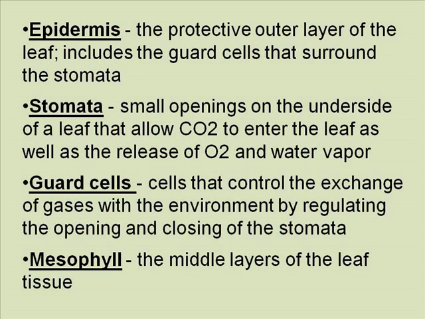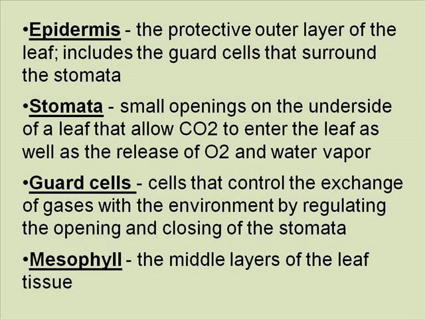And on the bottom of the leaf, it's going to have little openings called stomata and the little guard cells that surround it. So with these stomata, they are openings on the underside, and they allow CO2, which is carbon dioxide, to go into the leaf, because that's one of the ingredients that is needed for photosynthesis to occur, and it will allow O2, oxygen, and water vapor to leave the leaf.